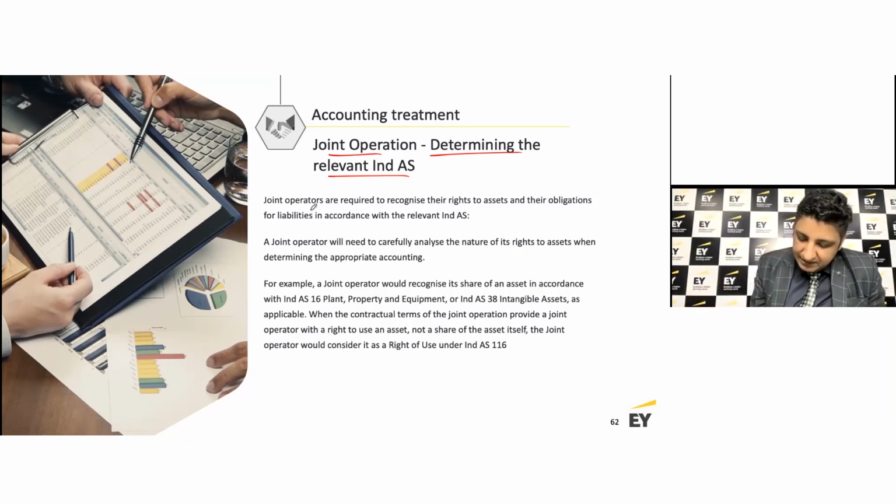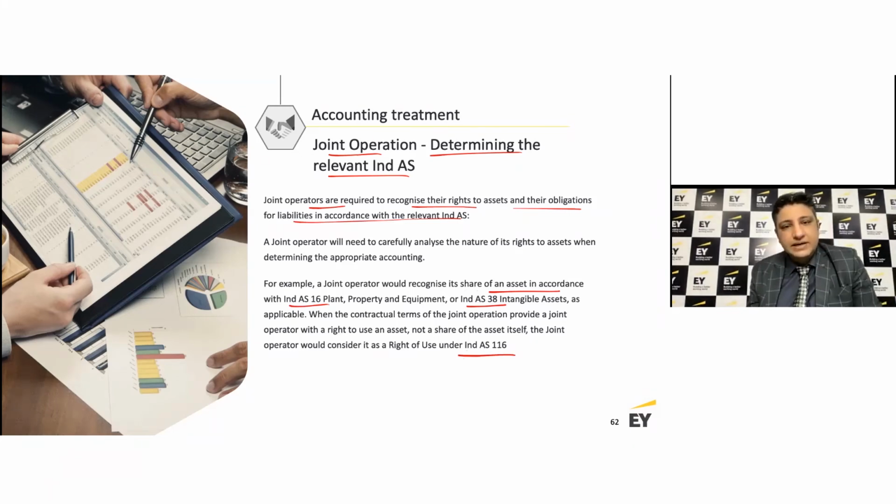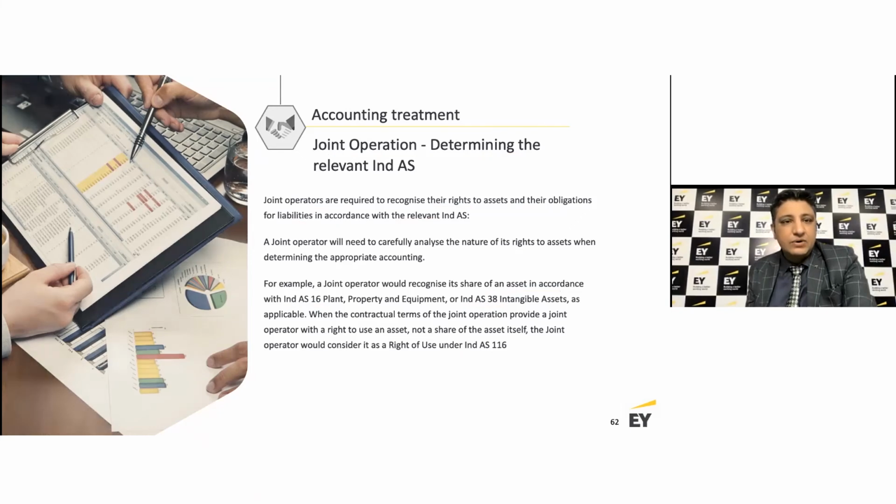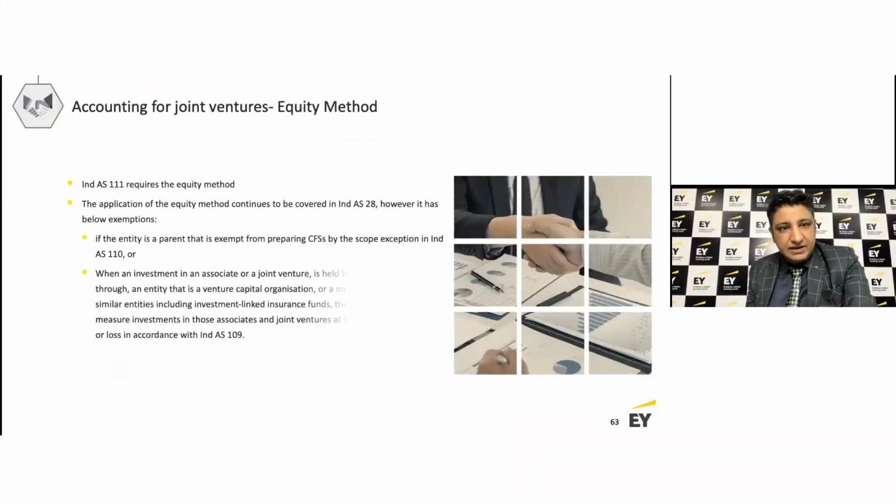And we say that joint operators are required to recognize their rights to the assets and their obligations for the liabilities as per the relevant Ind AS. So all you need to carefully assess is whether the asset would fall within the perspective of Ind AS 16 or Ind AS 38 or Ind AS 116 or maybe Ind AS 40. So you start bringing those aspects into consideration when you are trying to highlight that part for accounting purposes. Okay, this we have discussed again.